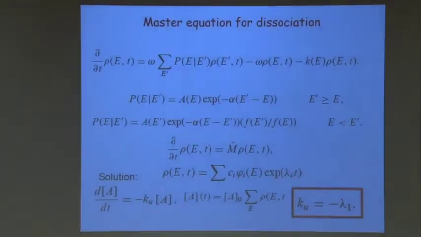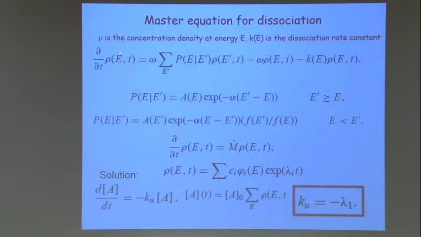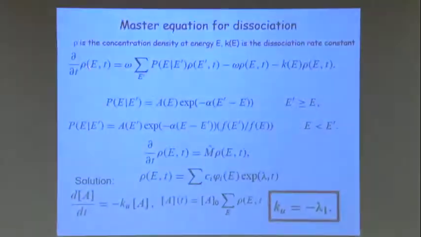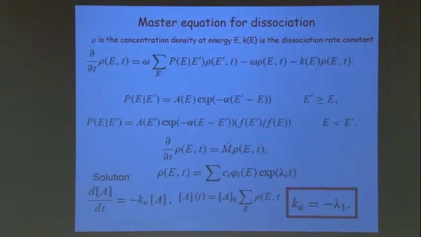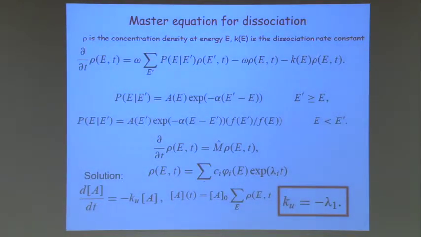Okay, so here's the master equation. Let's step through this. So rho is the concentration density. So it's not quite C that we had in the previous slide. It's the concentration density. If we add those densities up, they will sum to 1. Concentration density in a particular grain at energy E. K of E is the dissociation rate constant. We're just looking at dissociation now.